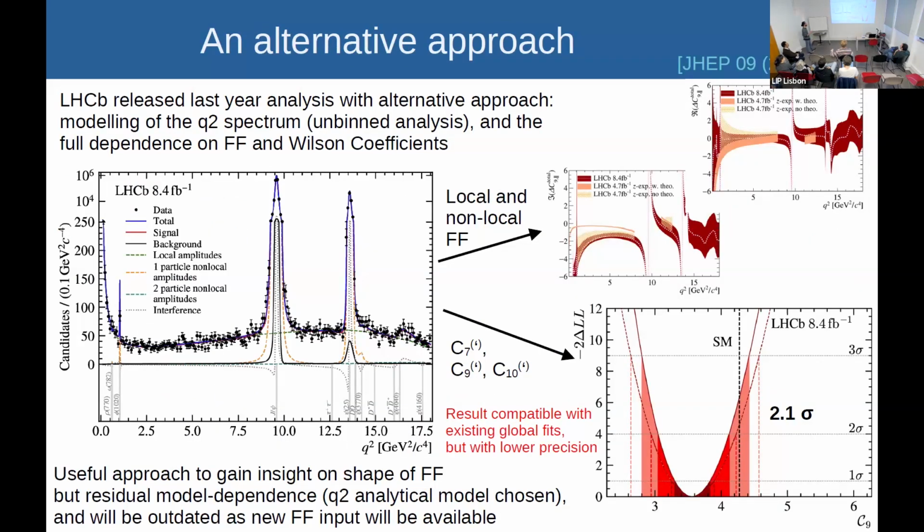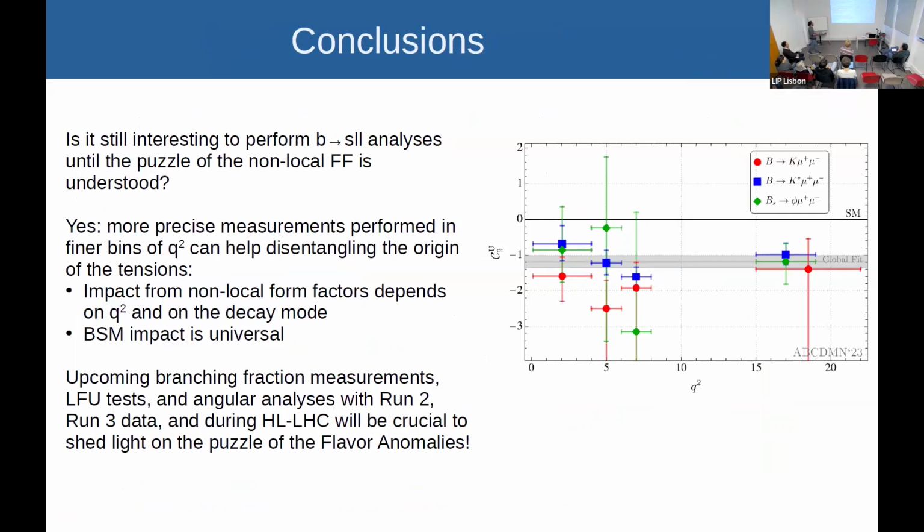There is a very interesting alternative approach that I won't go into, but LHCb tried this analysis where they directly computed the Wilson coefficients and non-local form factors from experiments. The result is that the resulting C9, the most interesting parameter, is still compatible with the previous results, but now the uncertainty is quite larger, so the tension has gone down compared to the previous result. And just a quick question to conclude.